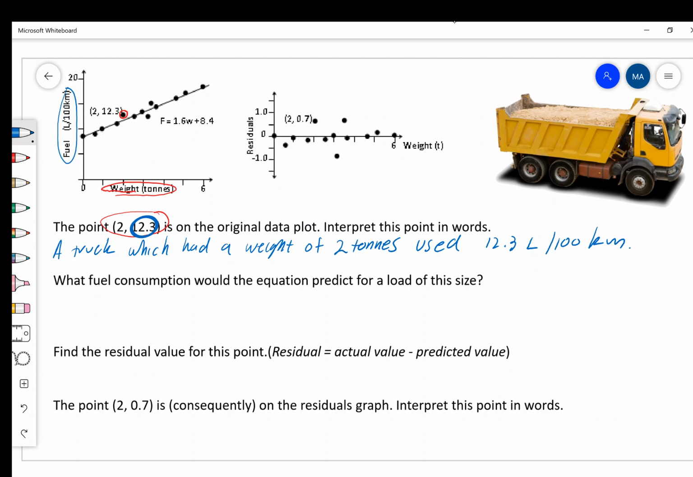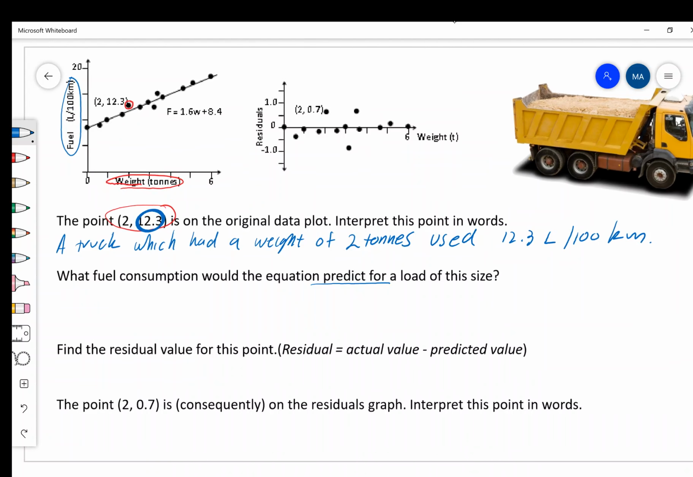Now in the next question we're asked, what fuel consumption would the equation predict for a load of this size? So the equation is there. If we ran a regression analysis, not a residual analysis, that would be the equation of our linear regression. We're going to use that to make some predictions. It's all about how the predictions from the line of best fit match up with the actual data that was collected.